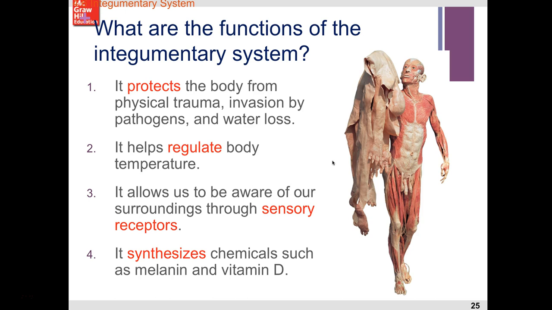It's also going to help us regulate our body temperature. When we talked about homeostasis, I mentioned how your blood vessels can bring your blood closer to the surface of your skin, and so that heat can radiate off in order to cool your body down just in case you get too warm. Another thing is, in the skin, we have a lot of sensory receptors.